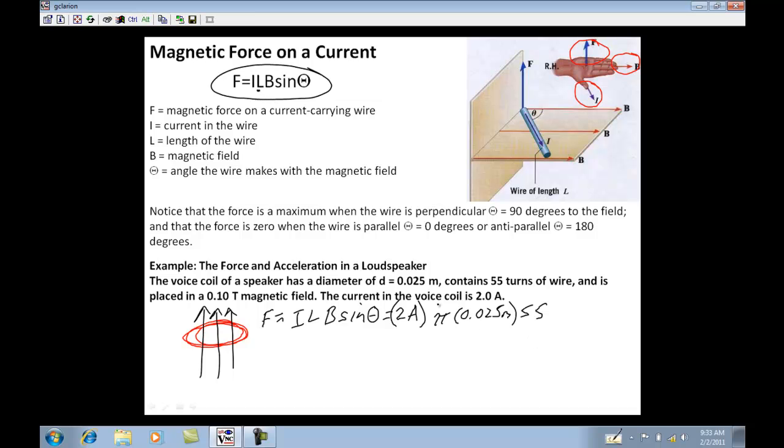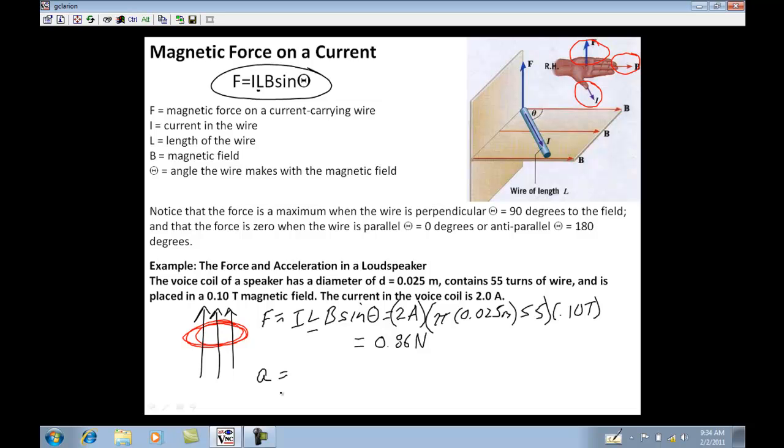The magnetic field is how much? Oh, 0.1 Tesla. We'll assume we're perpendicular to the field, so the sine of that is just going to be 1. So 0.10 Tesla, and then I get a value of 0.86 newtons. So if I apply that current on that length of wire, how would I go about finding the acceleration then?